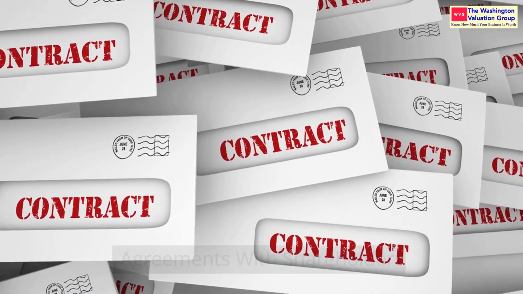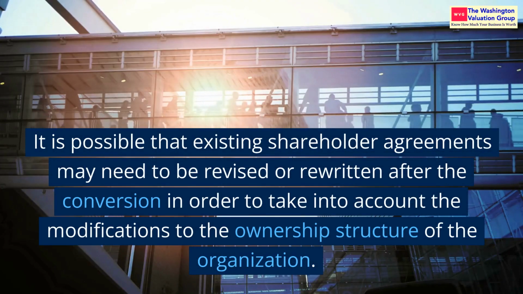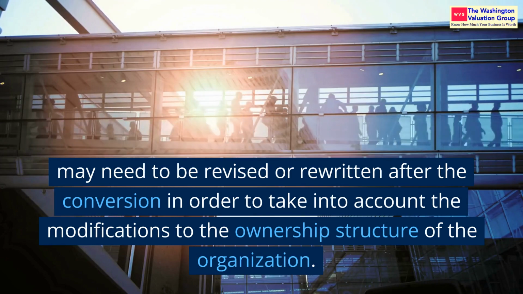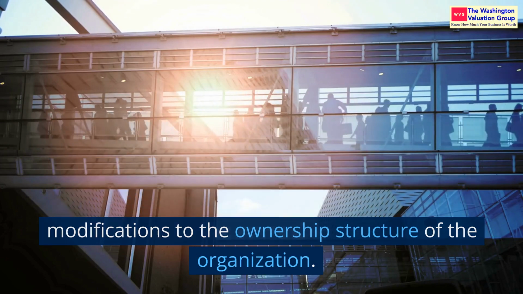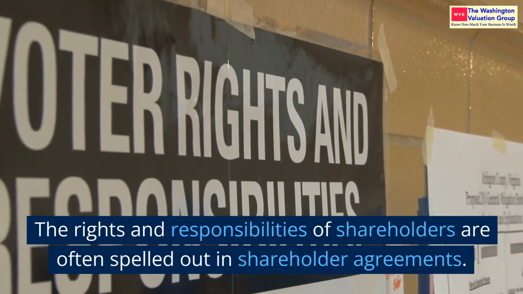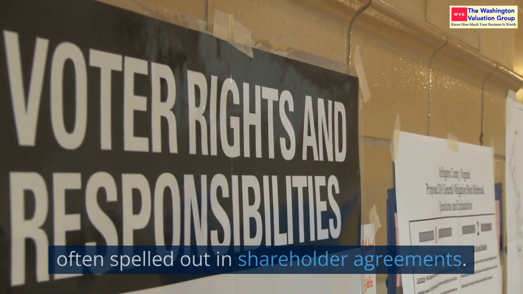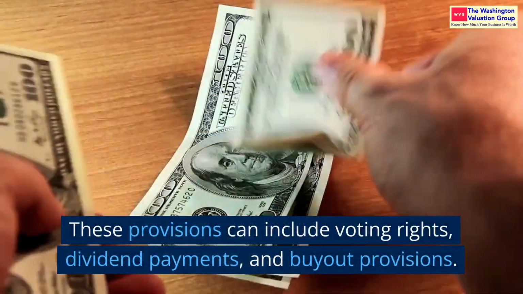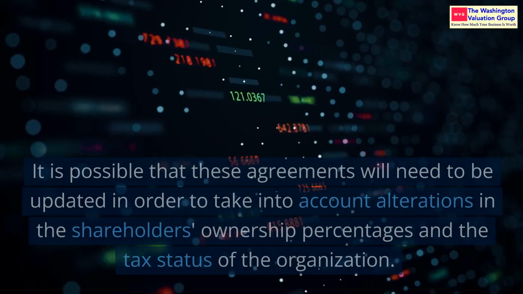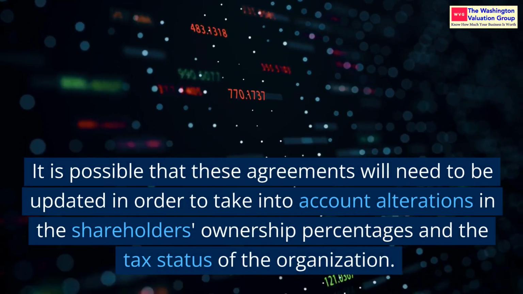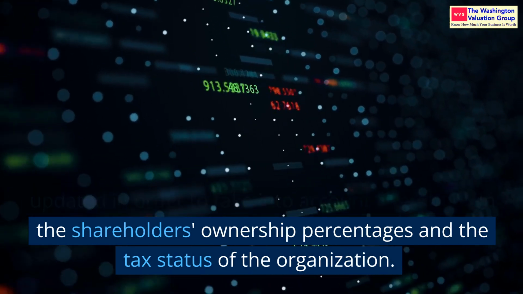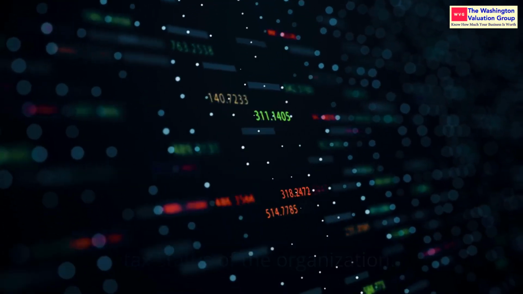Agreements with shareholders. It is possible that existing shareholder agreements may need to be revised or rewritten after the conversion in order to take into account the modifications to the ownership structure of the organization. The rights and responsibilities of shareholders are often spelled out in shareholder agreements. These provisions can include voting rights, dividend payments, and buyout provisions. It is possible that these agreements will need to be updated in order to take into account alterations in the shareholders' ownership percentages and the tax status of the organization.